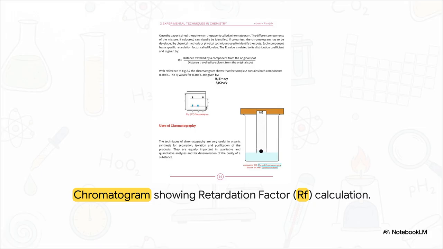A perfect example of this analytical power is chromatography. It's a method we use to separate the components of a mixture based on how they travel across a surface. We identify these components based on their specific retardation factor, or RF value. The math here is actually super straightforward. You take the distance traveled by the specific component, and you divide it by the total distance traveled by the solvent. It's a really simple but incredibly powerful equation to detect the purity of a substance.